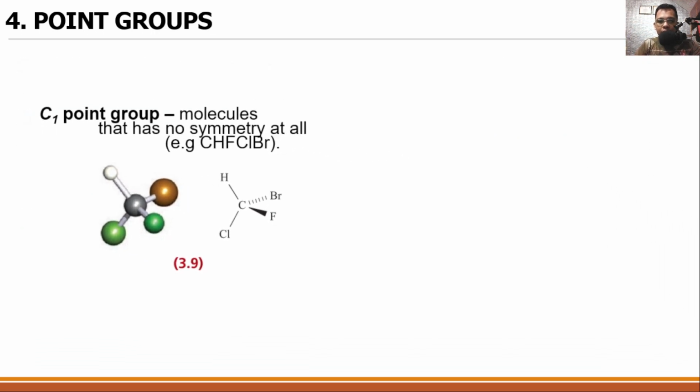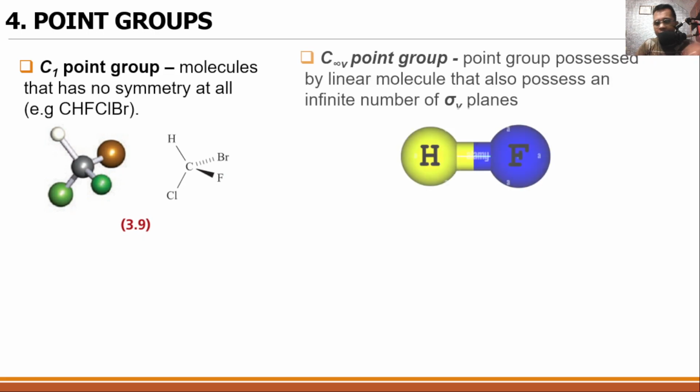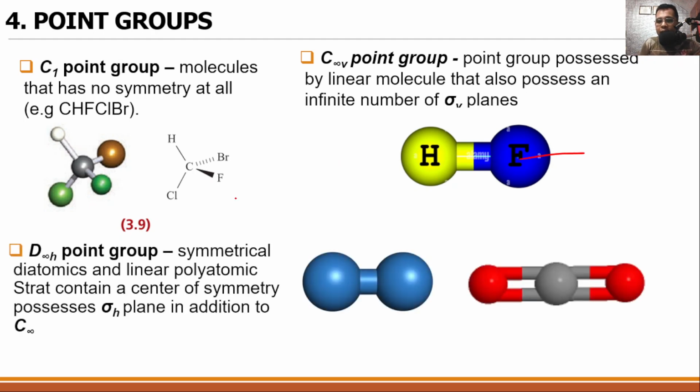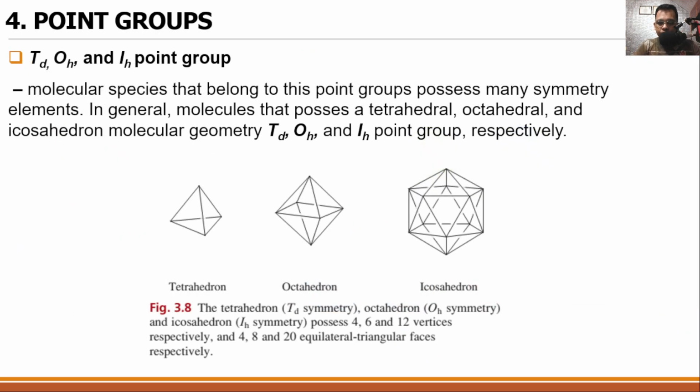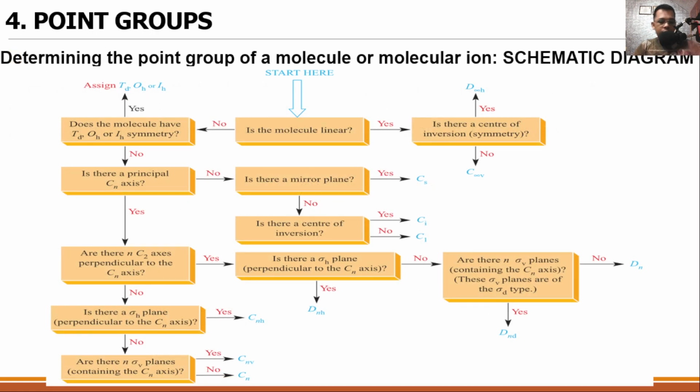So, we discussed the C1 point group wherein molecules have no symmetry at all, C infinity v, because it is linear, and the D infinity h point group, it is symmetrical but also contains an intersection or perpendicular axis to each other, and also the plane of symmetry that contains a sigma h is also perpendicular to the principal axis, kaya D infinity h siya. So why is it infinity? Kasi itong axis na ito, you can rotate it endlessly and it is still symmetric to its original configuration from the previous. Okay?